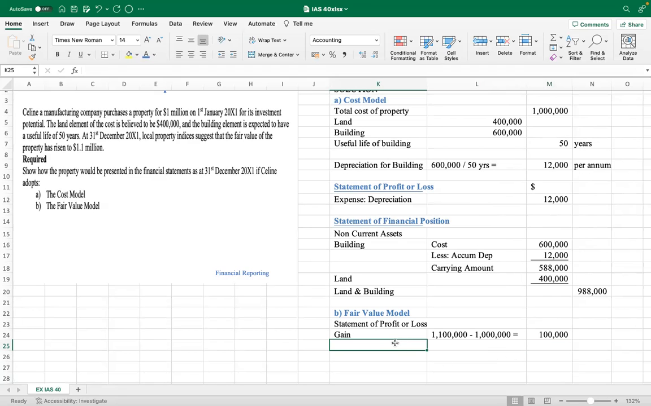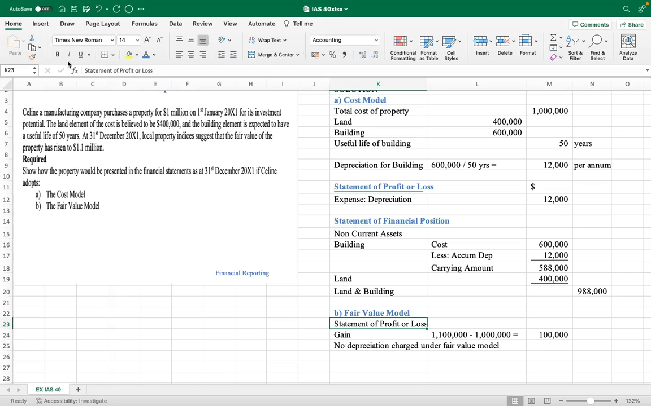Under the fair value method, we don't depreciate investment property because the fair value is determined at the end of each year according to IAS 40. So there is no depreciation charged under the fair value model. So I hope that's clear. Because we are doing revaluation at the end of each year, there is no depreciation that is being charged in the fair value method. So I hope that is very clear.